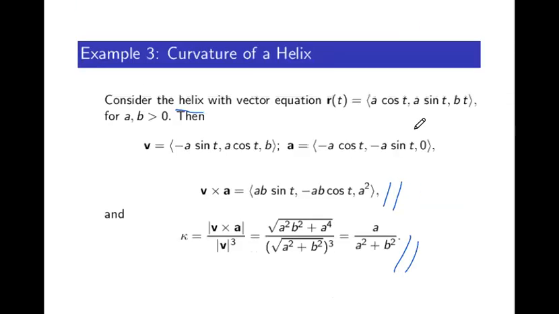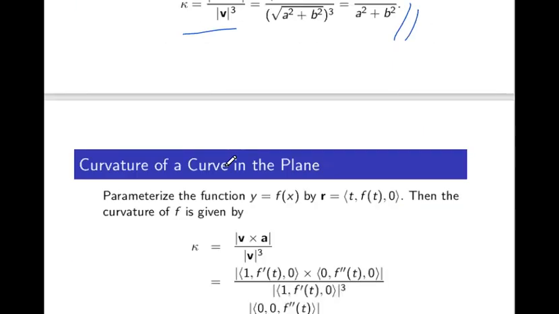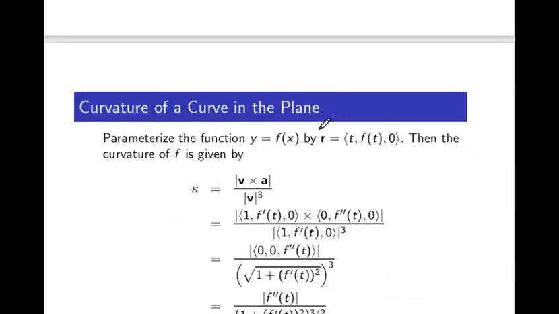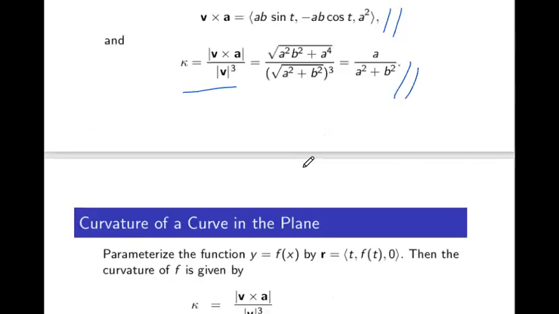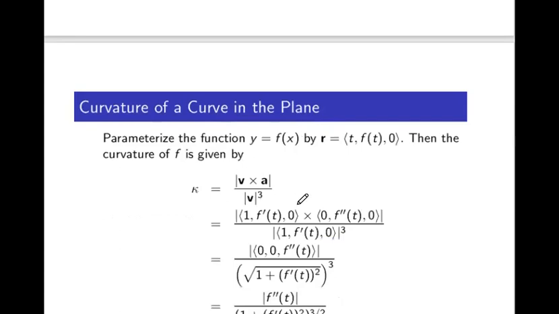Now, when I apply this formula, first find the velocity. How do you find the velocity? Differentiate r with respect to t, which is 1 comma f prime comma 0. This is velocity. And how do you find the acceleration? Differentiate r twice with respect to t, and you get 0 comma f double prime comma 0. Take the cross product, which is this one.